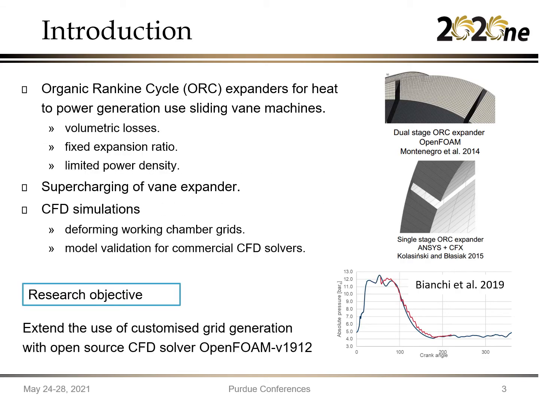Organic Rankine cycle expanders for heat to power generation commonly use sliding vane machines. We know that these machines have good volumetric efficiency, but they still have losses which are associated with the leakage between the vane tips and the housing. Also, there are leakage losses across the end faces. They also have a limitation in terms of the expansion ratio, which is fixed, and it is governed by the size of the machine. Because of these two conditions, there is a limited power density that can be obtained from a vane expander.